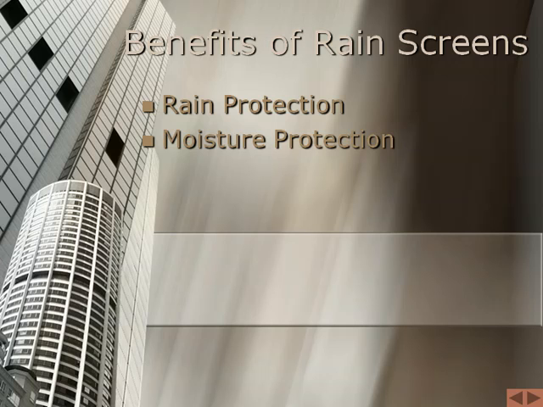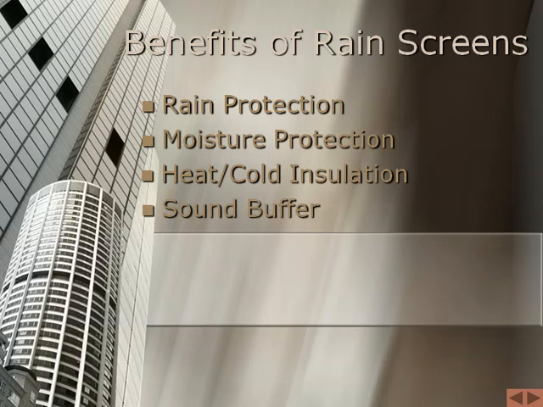Rain screen facades also create an insulating buffer between the facade, which is heated by the sun, and the building. Rain screen facades also provide an additional buffer for exterior sounds and vibrations.